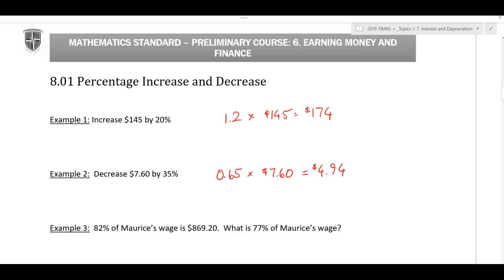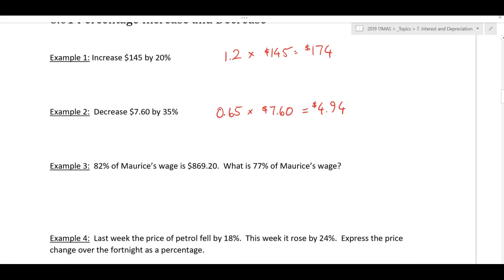Example 3 here. Good old Maurice. 82% of Maurice's wage is $869.20. What is 77% of Maurice's wage? Well, this seems horribly complicated in some ways. But the technique we're going to use here is one called the unitary method. I'm going to find what 1% is. If 82% is this much, then 1% of the unknown total will be this figure divided by 82.